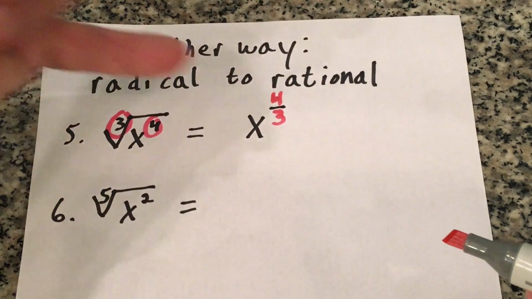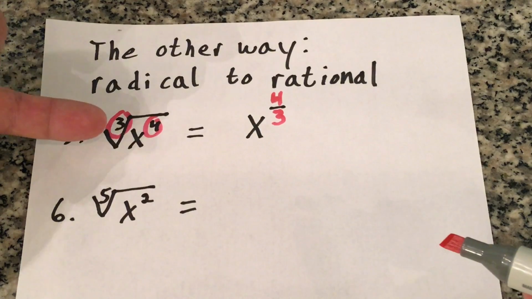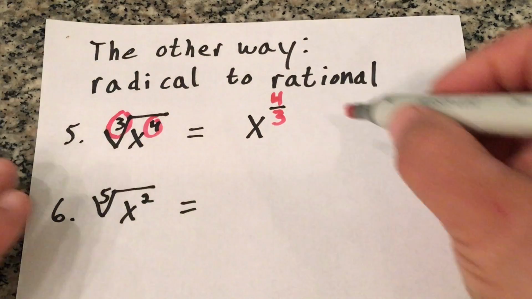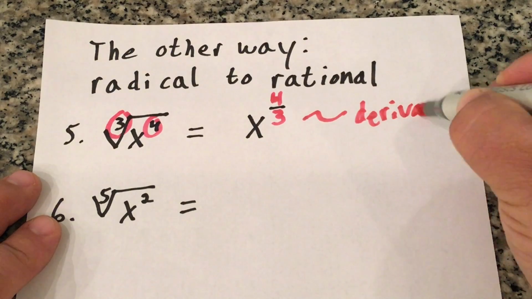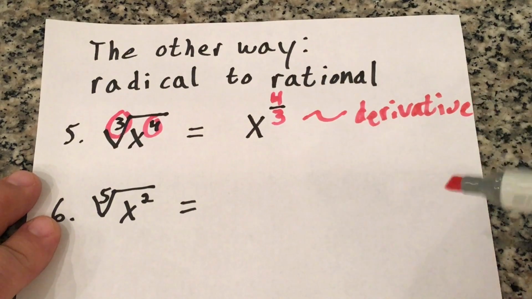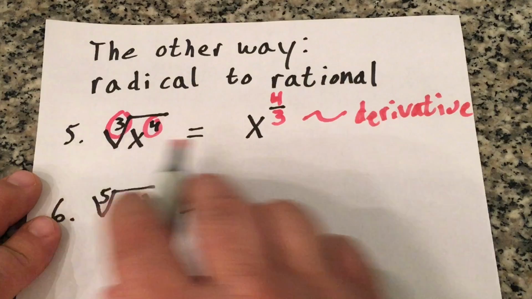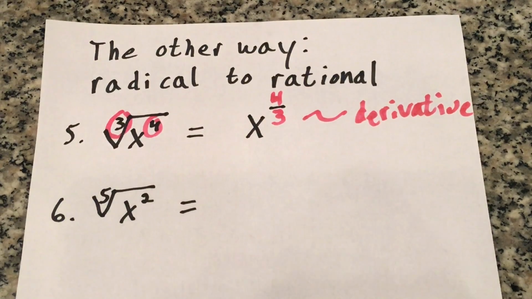This is actually more useful to write it from radical form to rational form, because now we can take a derivative of that in calculus. So this algebra move is needed in calculus sometimes.